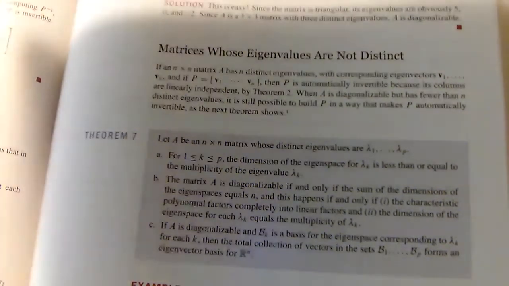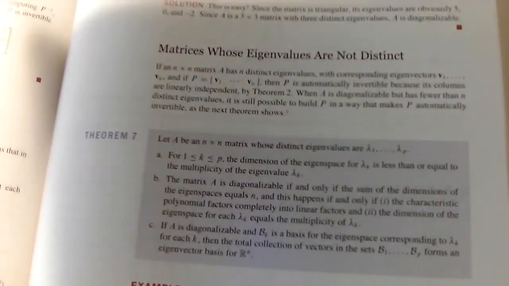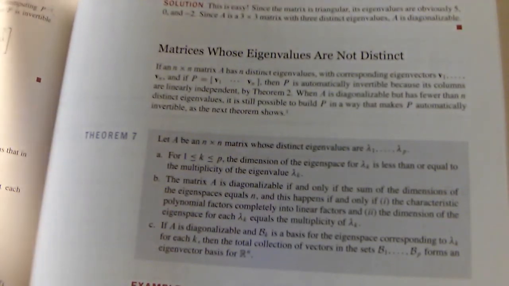You could have less, but you can't have more. Okay? It's diagonalizable only if the sum of the dimensions of the eigenspaces equals n. So you have to have enough eigenvectors. That's basically what it says here. So if you just want to write that down, that's really what we're saying.